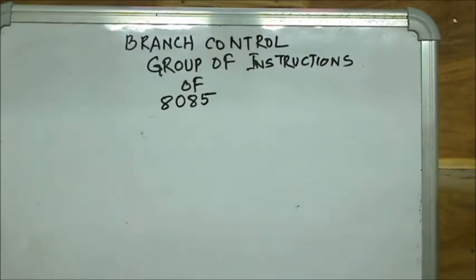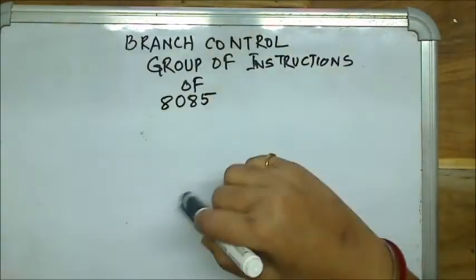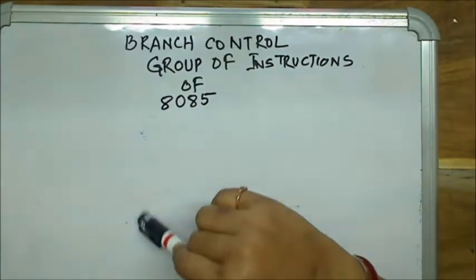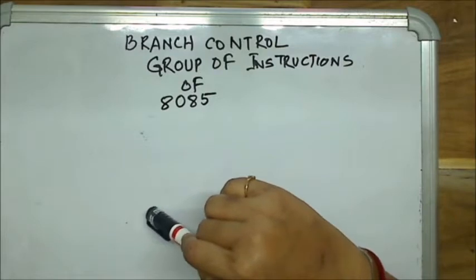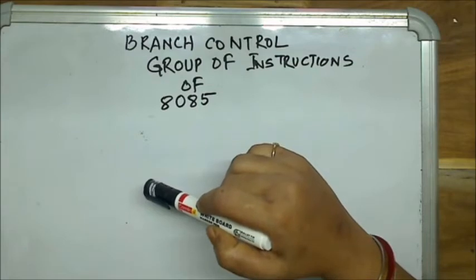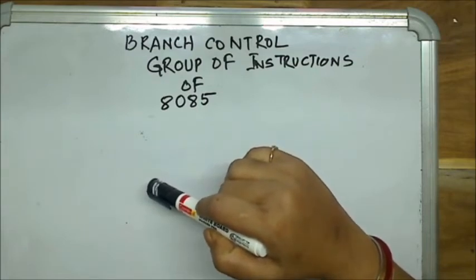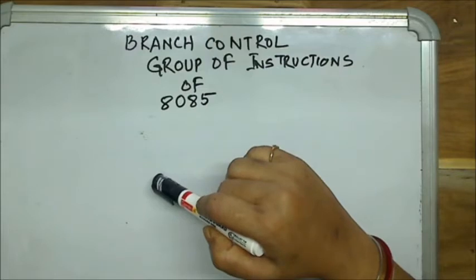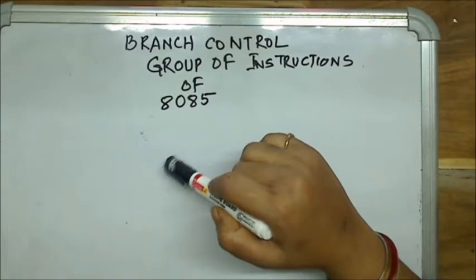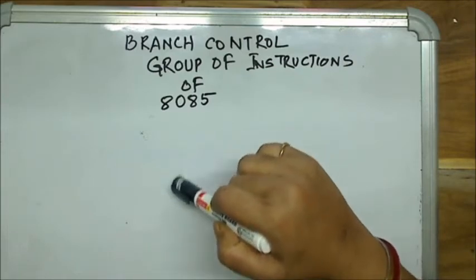So in today's video, we are going to learn the branch control instructions of 8085. In branch control instructions, you cause a change in the flow of program. Program is always executed in a sequential manner, but after every instruction, PC gets incremented. PC, I'm sure you remember, means program counter. It always gives you the address of the next instruction. So PC gets incremented and the program goes in a sequential manner.